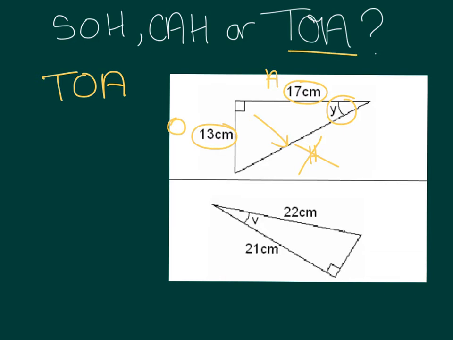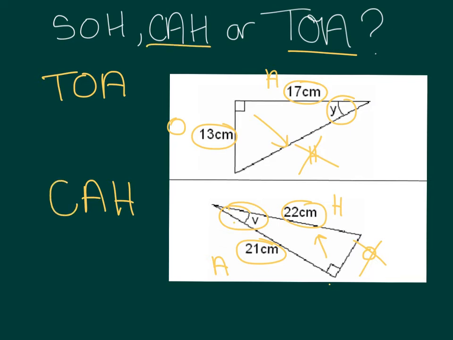On the next one down, we've got the angle. We've got the hypotenuse up here, opposite the right angle. And we've got the adjacent in between our angle and our right angle. The one we don't have this time is the opposite over here. That's not involved. So we've got adjacent and hypotenuse, so it must be CA.